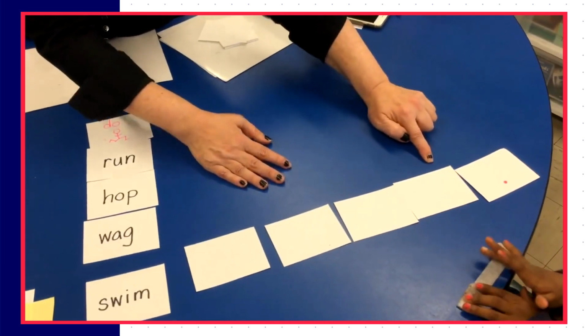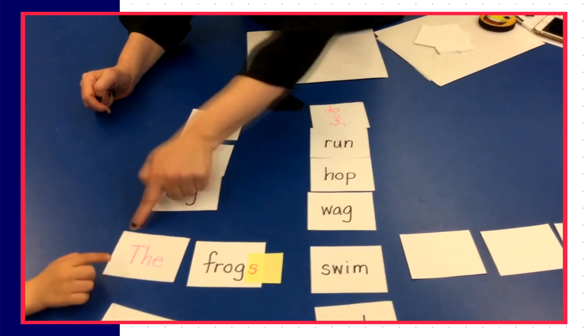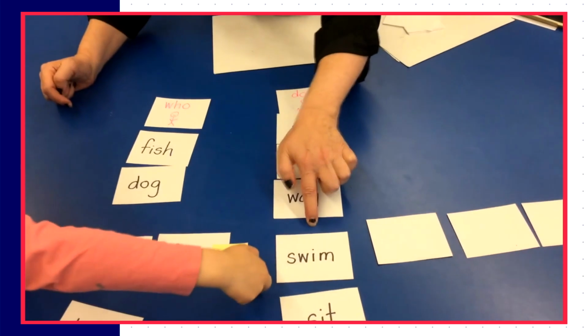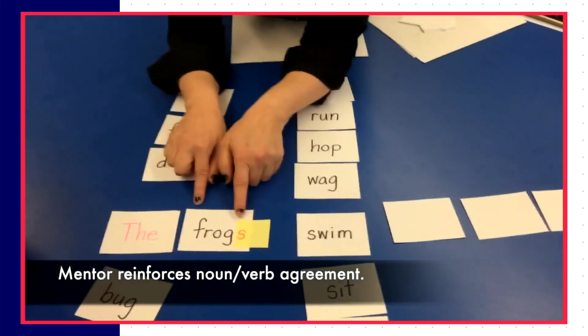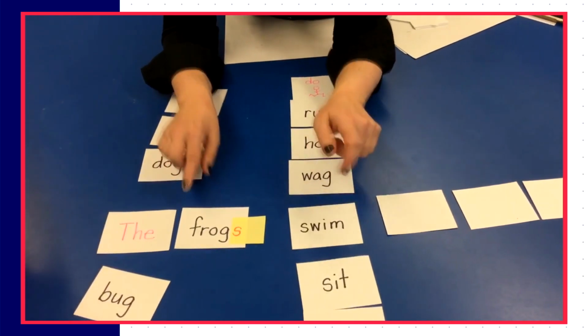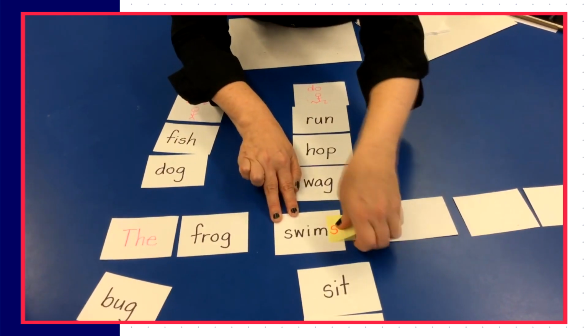In the big pond. Good. Ready? Now you do it all by yourselves. The frog, and say it this way. The frogs swim in the big pond. And when I say the frogs, now we don't say swims. Now we just say swim. If I say the frog, then I have to say swims.